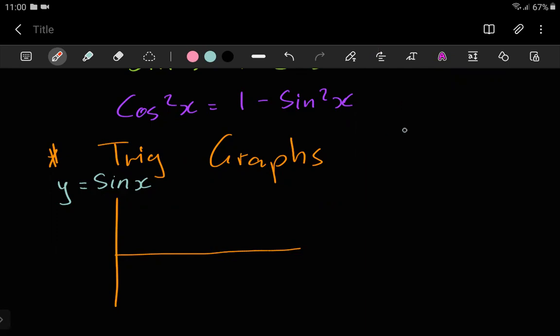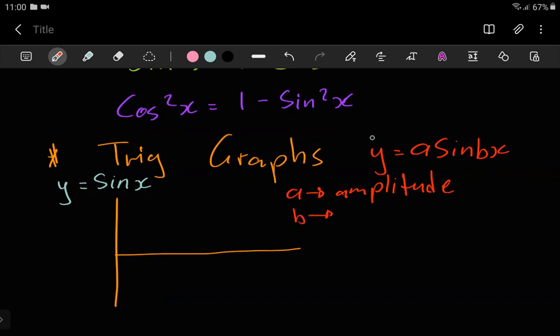Now, with the cos, sine, and the tan graph, let's do a sine one first. Sine graph, it's in the format a sine bx. Now, A stands for something. A stands for amplitude. And then B stands for frequency. Now, both of these have a formula. This is the amplitude, this is the frequency.